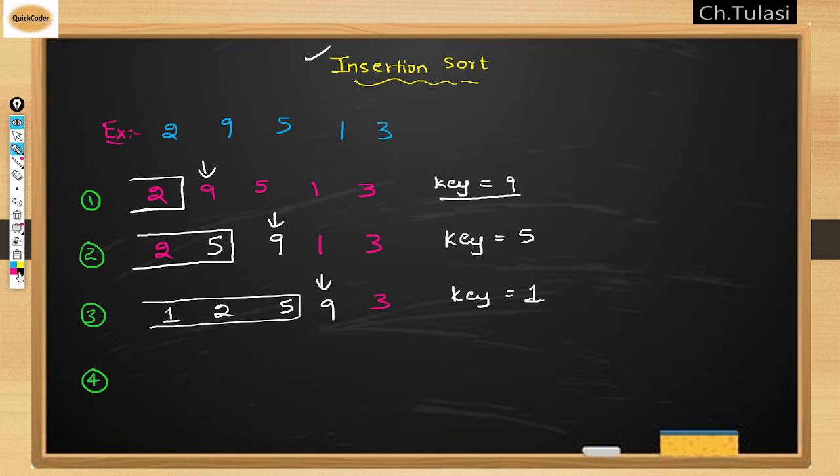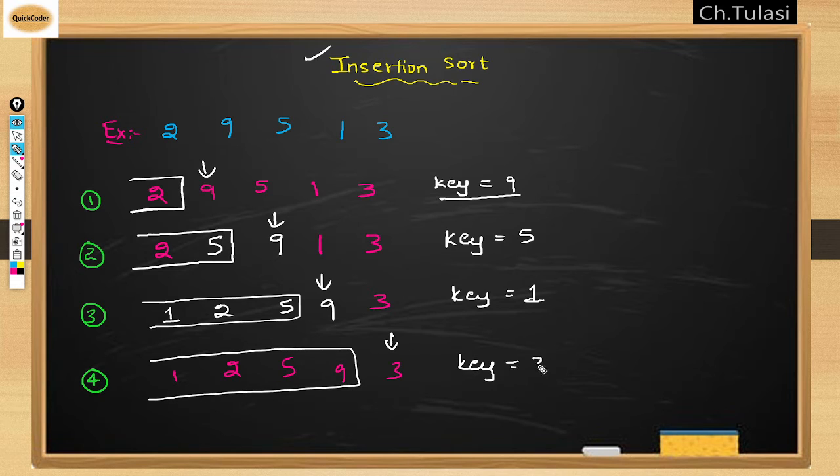And again, in the next iteration, let's take 1, 2, 5, 9, 3. Already 1, 2, 5, 9 are in ascending order. Let's take our key now as 3. 3 will be checked with 9. Is my 3 less than 9? Yes, 3 is less than 9. So my 9 will be moved one step forward.